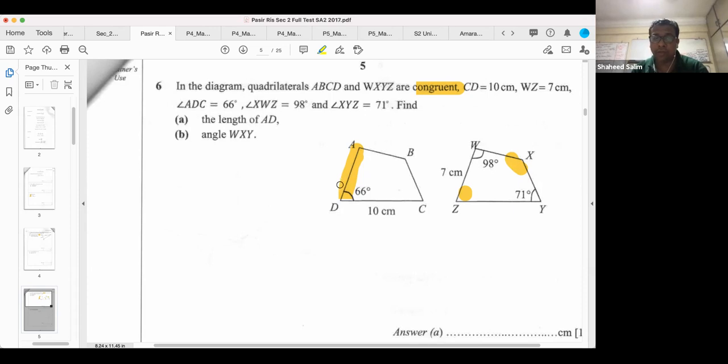Then what about this AD? You just look at the other figure. You can tell, 7. That's it. Easy, right? So you know congruent means exactly the same. Exactly the same. Okay.